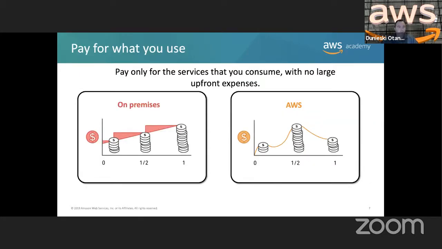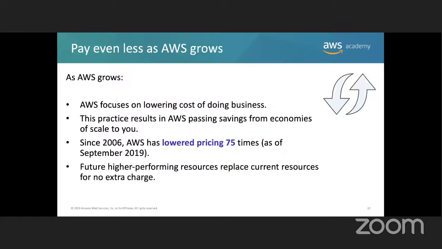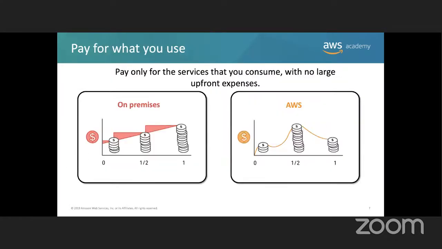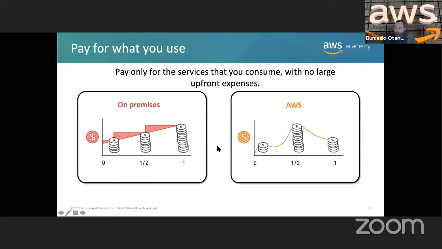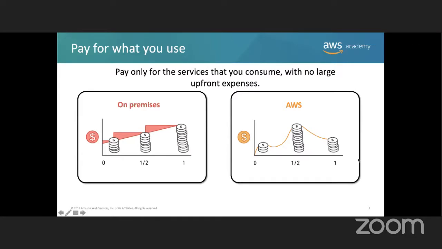For pay for what you use, you pay only for the services that you consume with no large upfront fees, right? You have here on premises, right? Unless you build data centers for a living, you might have spent too much money and time building them. Unless you make them for a living, you make money from building that. But if you're building your data centers for using them, then you have spent a lot of money and time on that, right? So with AWS, you pay only for the services that you consume with no large upfront fees. That's the good thing about AWS.